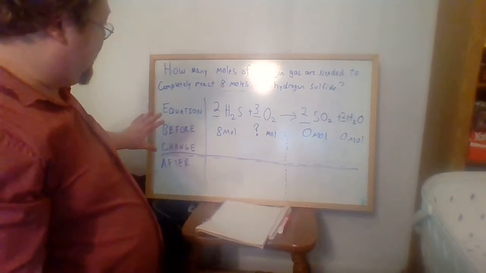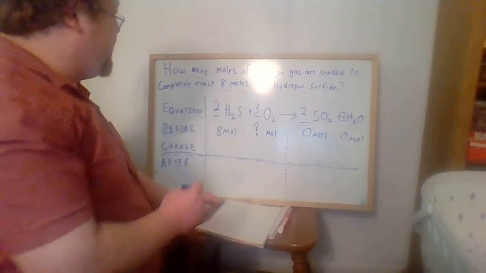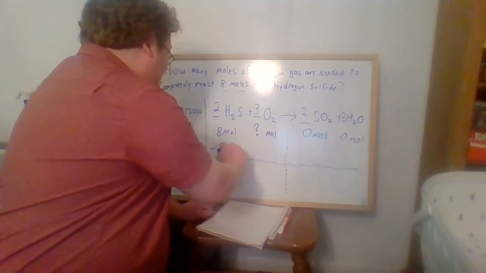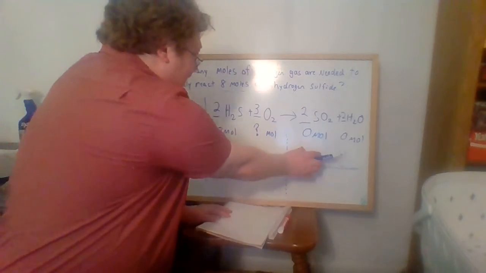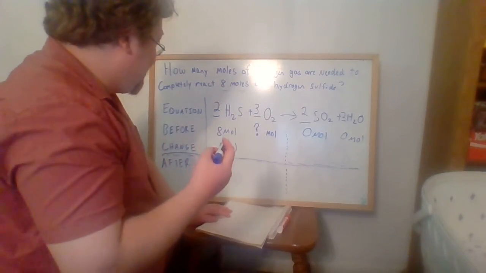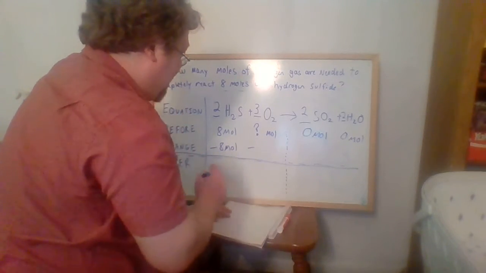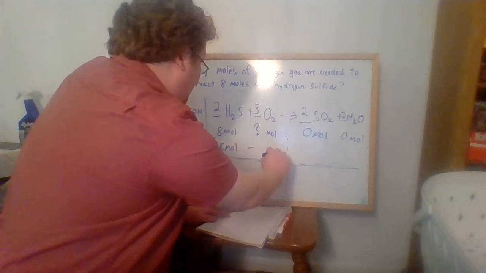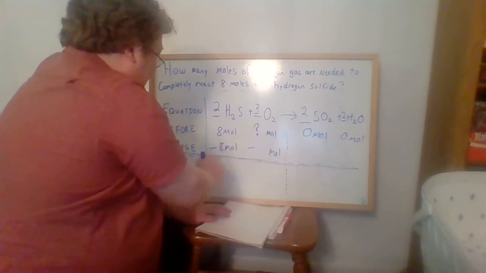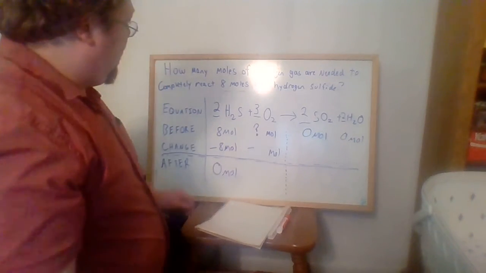Then, during the change, I like to just keep track of what changes when the reaction happens. So we know that all 8 moles of hydrogen sulfide are going to completely react, so we are going to lose minus 8 moles. And we're going to gain some number of moles here and some number of moles here. How to figure out what that is, I'll get to in a second. We're also going to lose some number of moles of oxygen, which I'm not going to write in just yet, because this is all going to be reacted up as well. 8 moles minus 8 moles means we will end up with 0 moles of hydrogen sulfide.